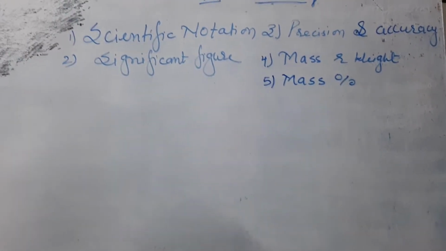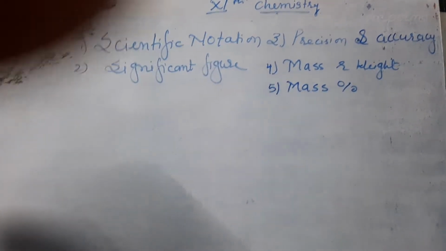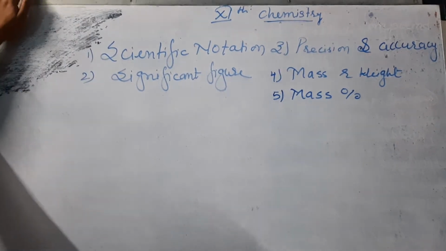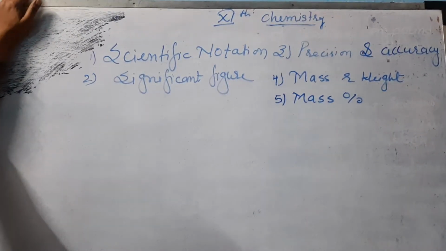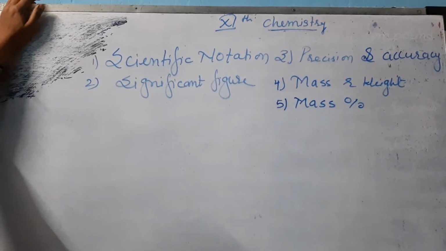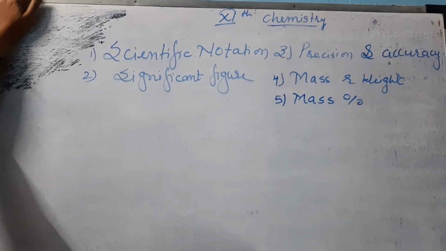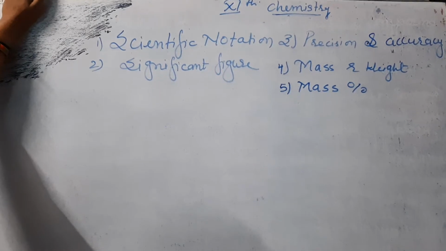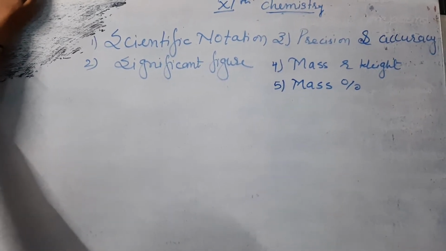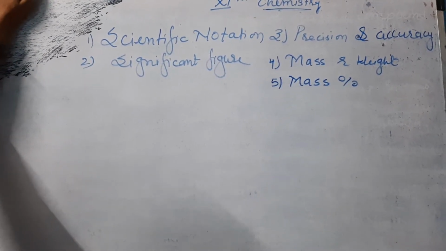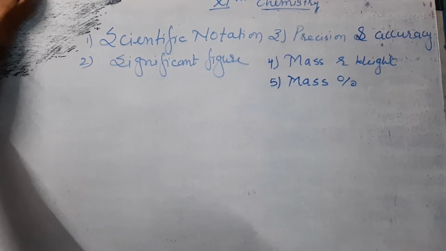Good morning, students. Today we discuss some more topics related to the first chapter of your chemistry book. Here I am writing the new topics' names. First one is scientific notation. Second one is significant figures. Third one is precision and accuracy. Fourth one is mass and weight. And fifth is mass percentage.